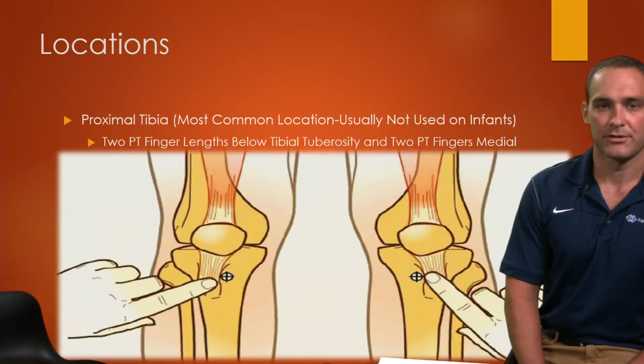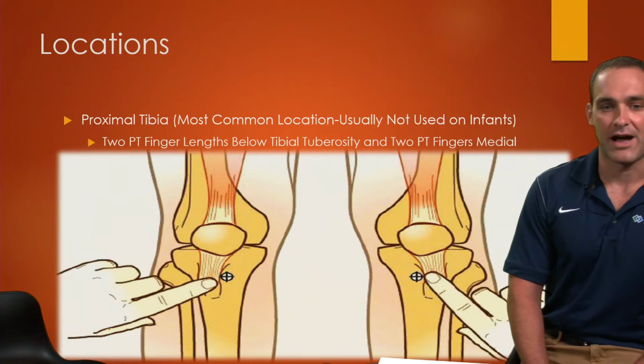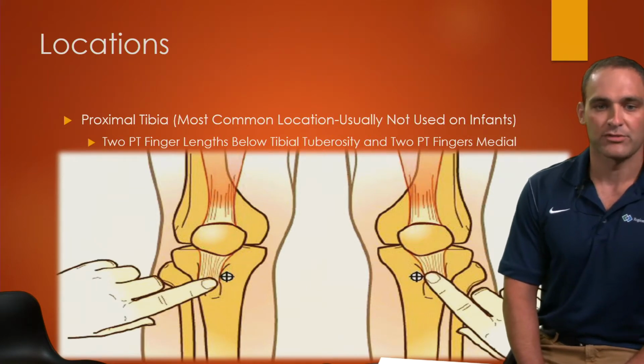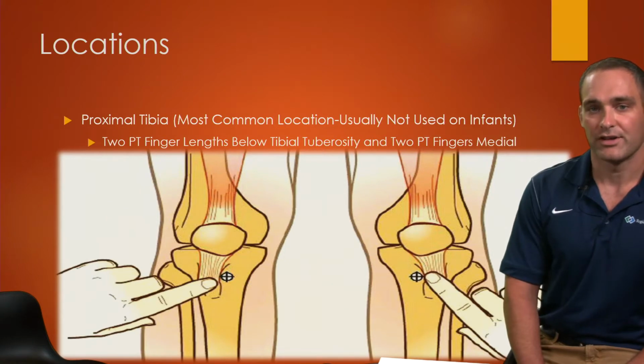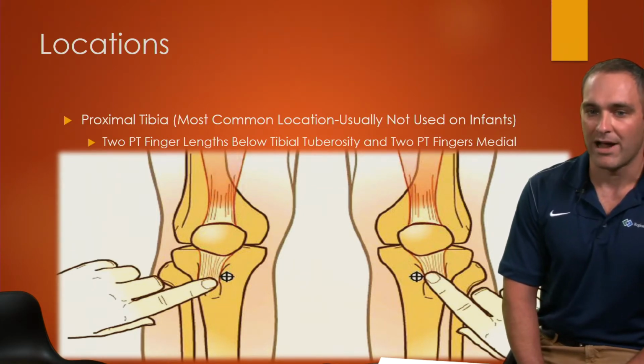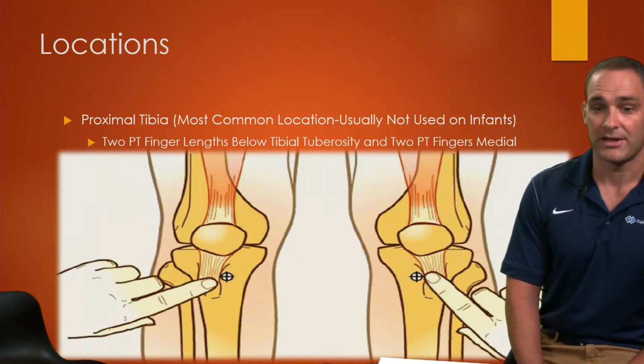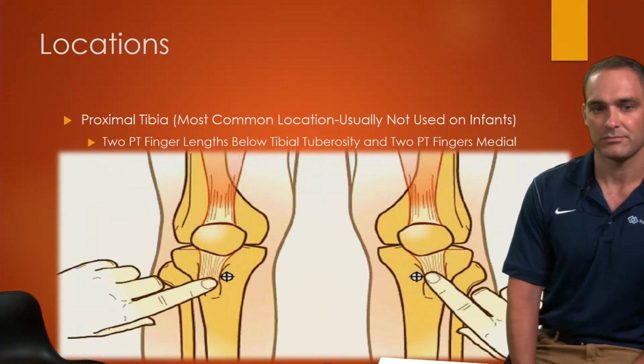So now we're going to talk about some sites. AHA recognizes 5 sites. The first one, the most common one, is your proximal tibia. This one is usually not used on infants though, because the tibia is so small. To find the site, as the picture shows, you go 2 patient finger lengths below the tibial tuberosity, which is the bump just below the kneecap, and then 2 patient fingers medial to that.